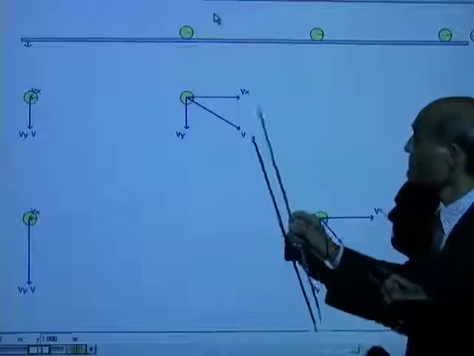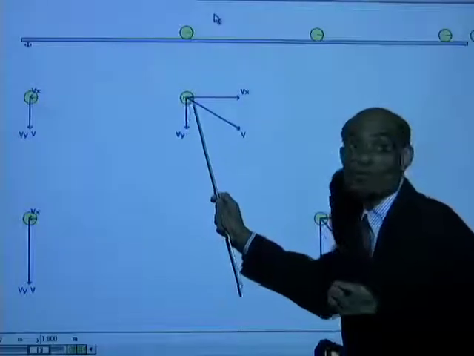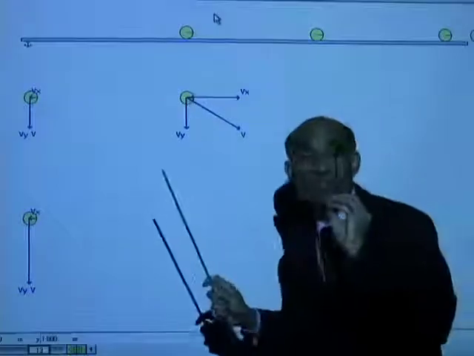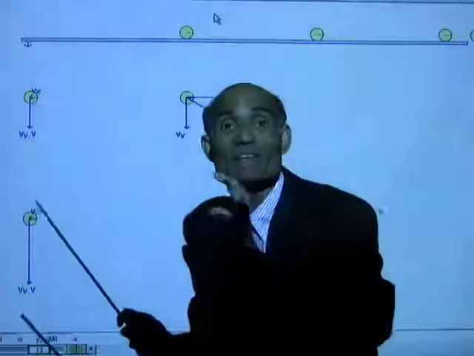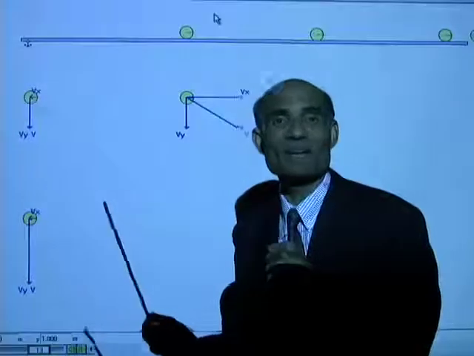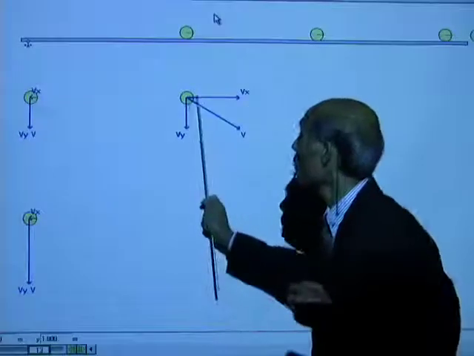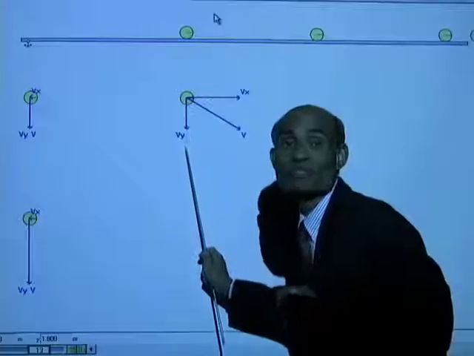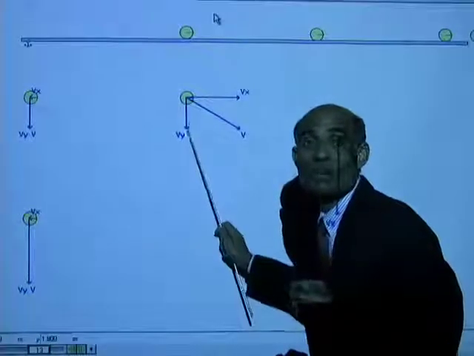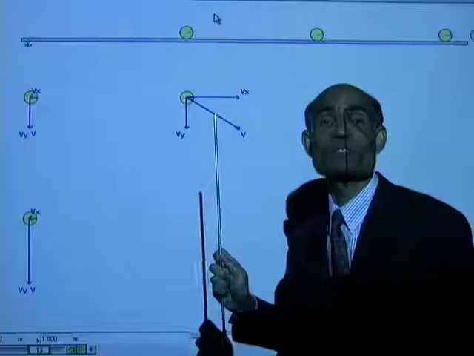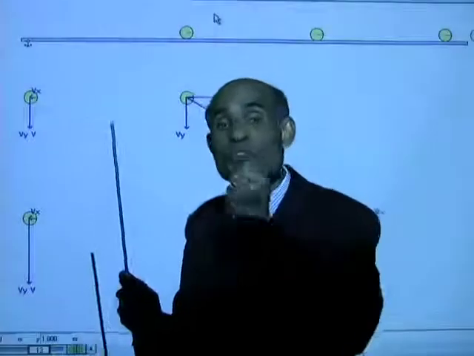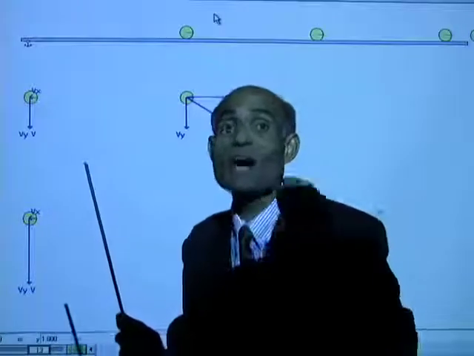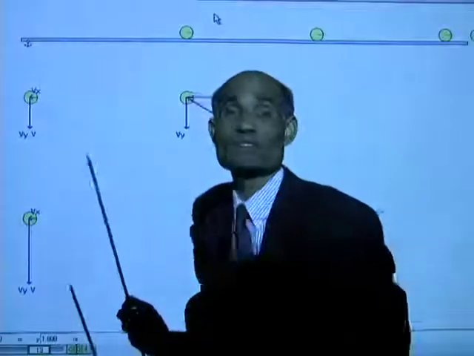That means the horizontal and vertical motions of this projected ball are independent of each other. What does that mean? It means this horizontal motion will not affect the vertical motion, and the vertical motion will not affect the horizontal motion. We can treat each motion as though the other did not exist.